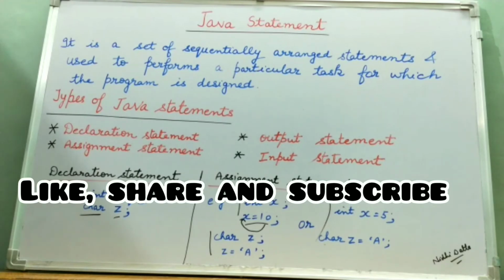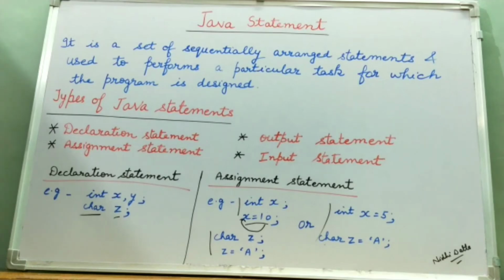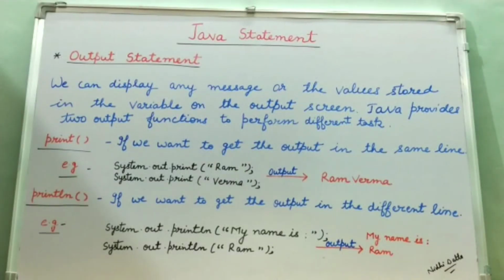Next I am explaining the output statement. An output statement is a statement through which we can display any message or the values stored in a variable on the output screen. Java provides two output functions to perform different tasks. With the help of the output statement we can print any message, any type of output or result on the output screen. Here two output functions are given. The first is the print function, print and then parentheses.